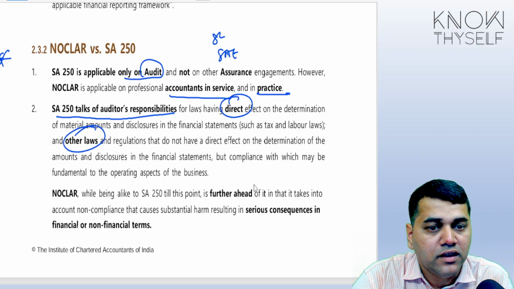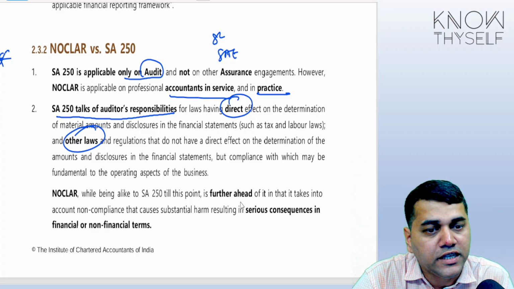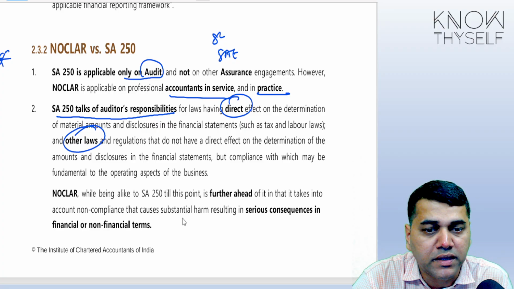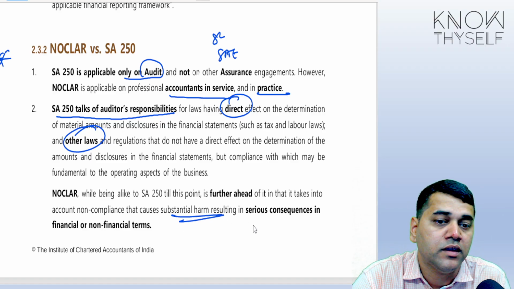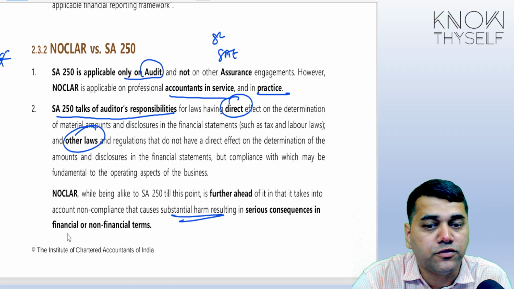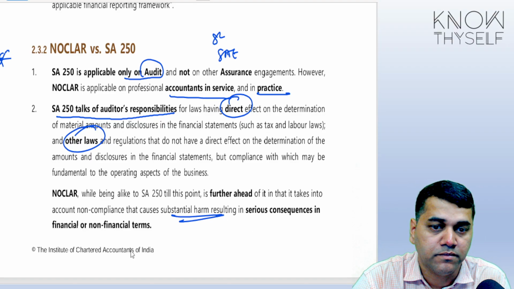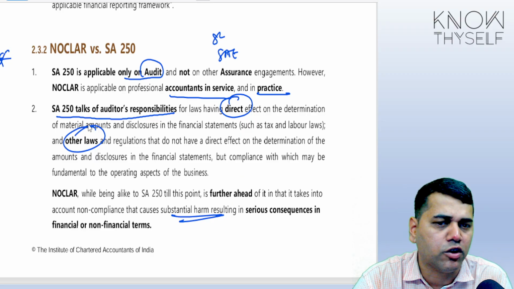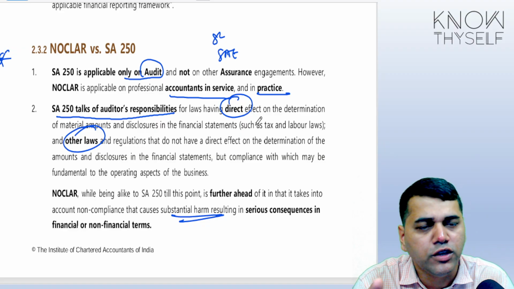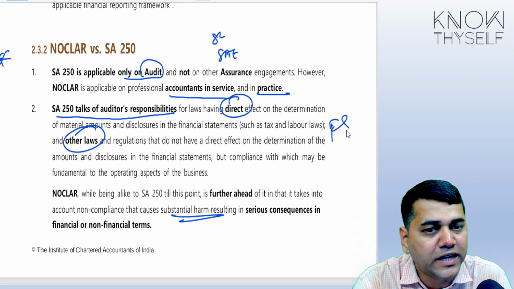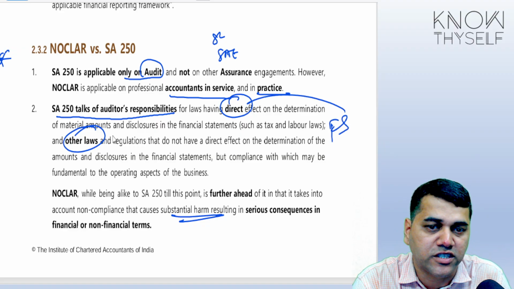NOCLAR will go further and look into the non-compliance that causes substantial harm, resulting in serious consequences, financial or non-financial in terms. It doesn't restrict itself to direct or other loss here, because SA 250 talks about it only from the point of view of the financial statement. What is its impact on the financial statement?